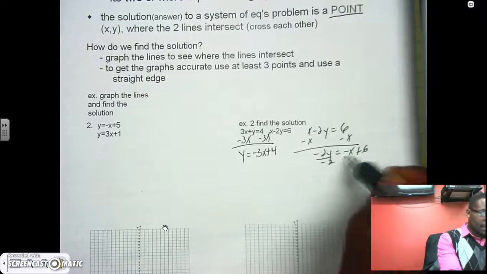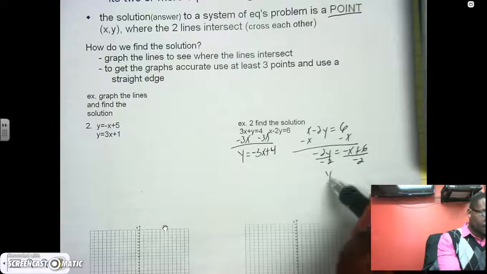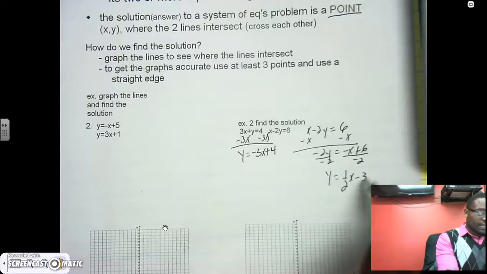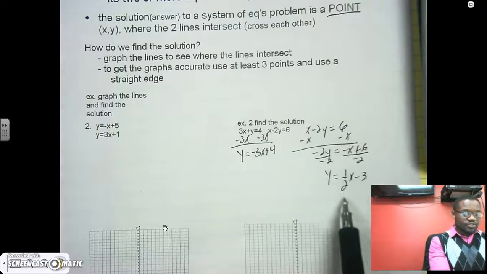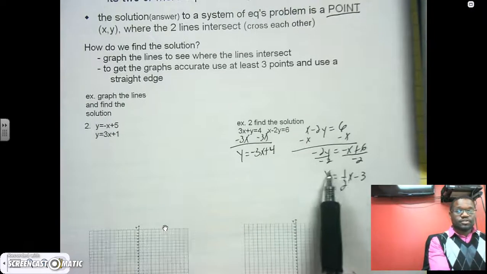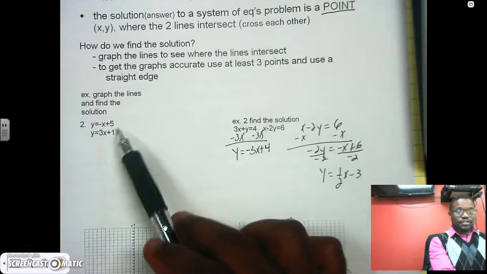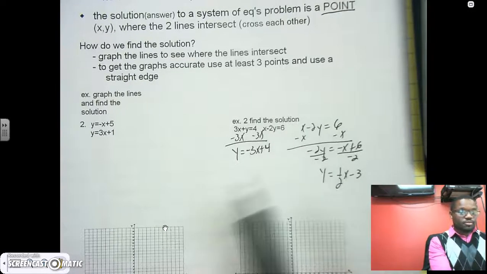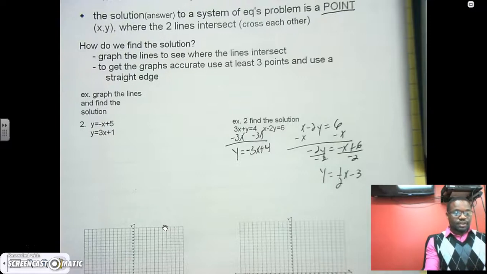And divide everything by negative 2. That's the same thing as x over 2 right there. So now I'm going to take both of those. Sometimes you can graph the way they look, and other times you're going to have to put them in the proper form. So let's graph that.